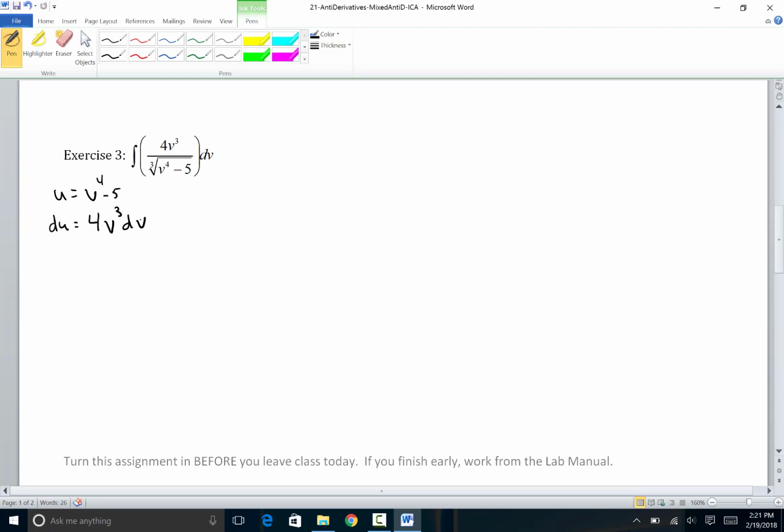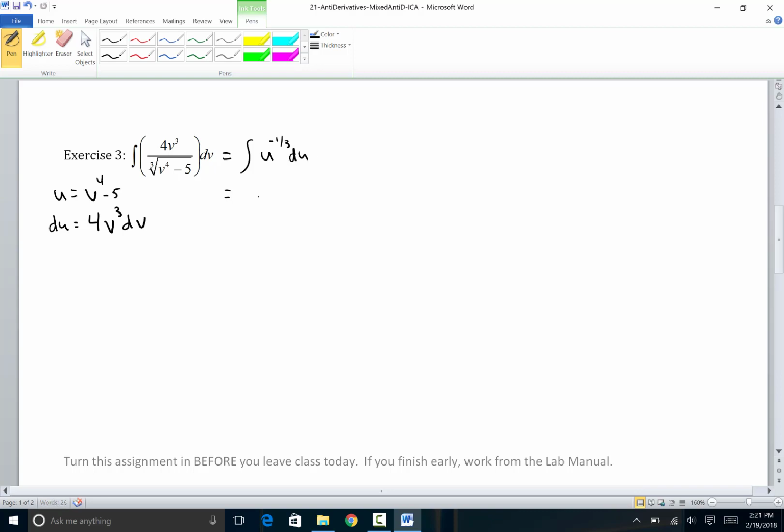Alrighty, and once you do that derivative, take a look at it and see what pieces are there. Do you have to manipulate the coefficient? And we don't have to do anything, so I'm going to rewrite this with the U. So the U's in the denominator, so let's go ahead and write that with the correct exponent. That's a cube root. And then the 4v cubed and the dv are all taken care of with our du like that.